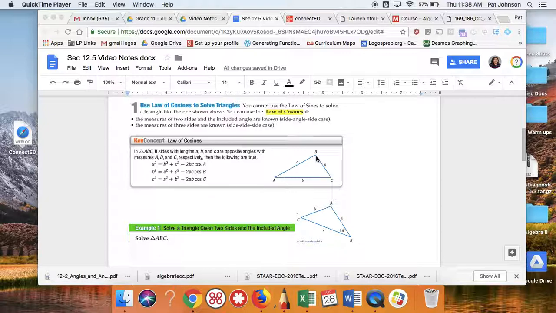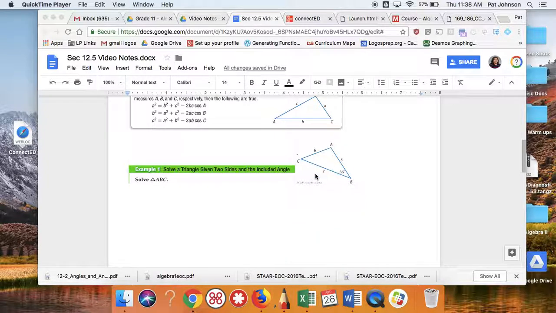So look at the next one. We're finding b squared. So b squared equals c squared plus a squared minus 2 times the product of these two times the cosine of B. Likewise, if I wanted to find c, I would say c squared equals a squared plus b squared minus 2 times the product of a and b times the cosine of C. So let's look at example 1, and let's solve this triangle.